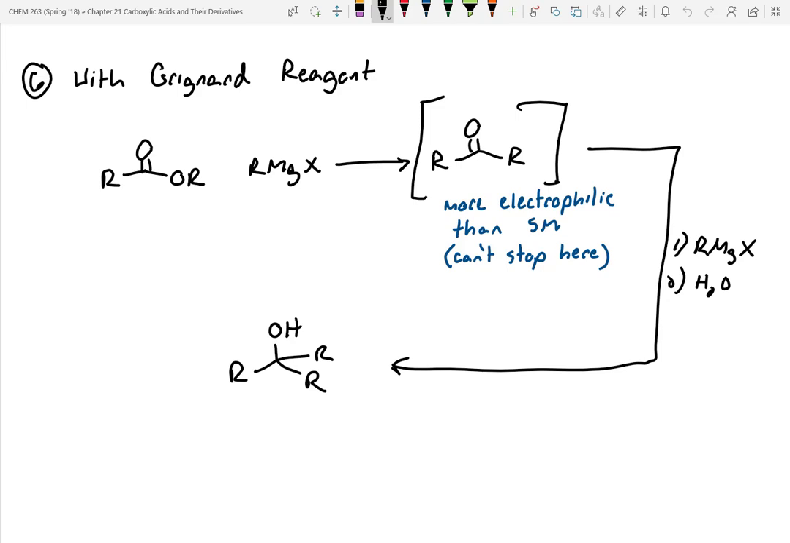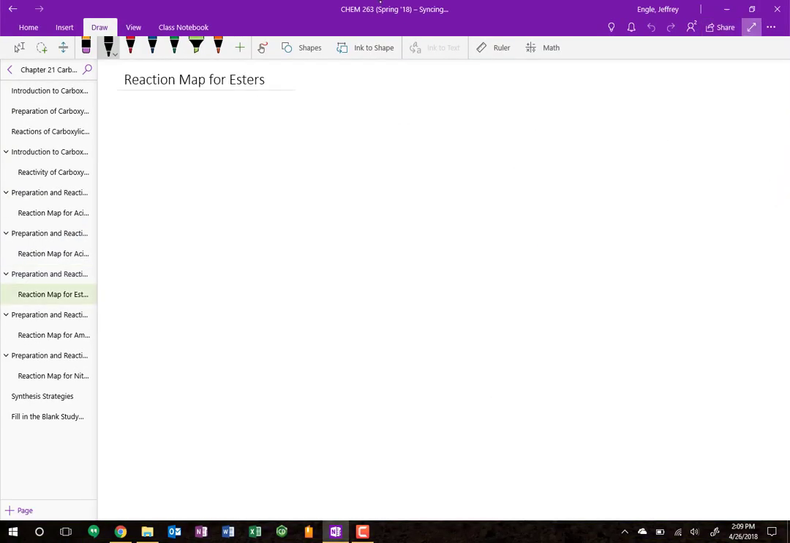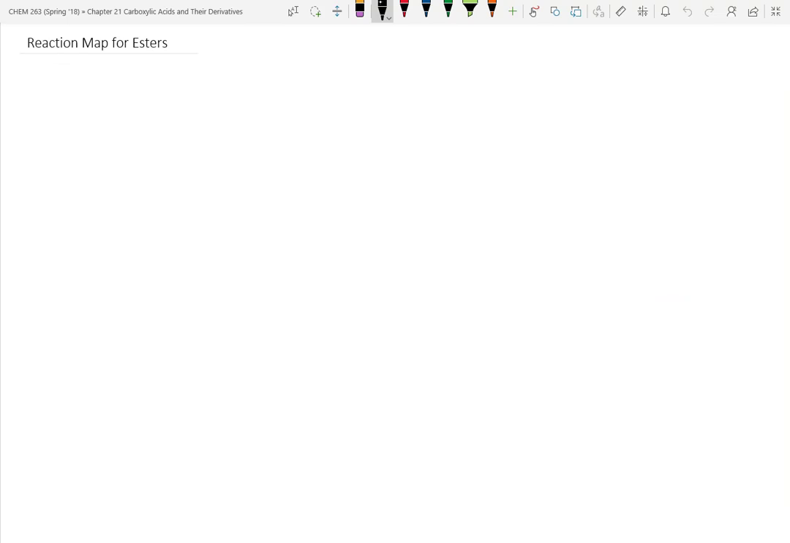All right, so we've got one more reaction map, and then I might let you out early so you can enjoy the sun. And you can probably tell the reaction maps are very repetitive.